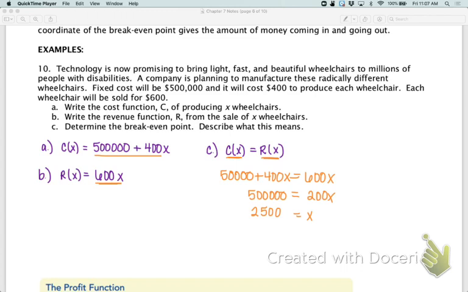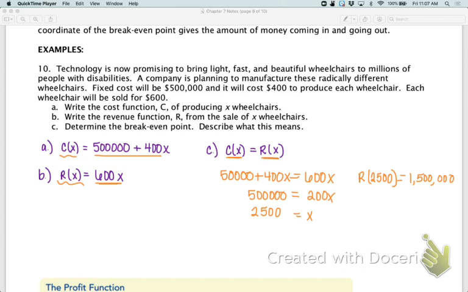Now the y coordinate of the break-even point, we need to plug this back in. Either one of these is going to give us the y coordinate. Since they're equal, it should be the same no matter where I plug it in. So I'm going to plug it into r of x because it's a shorter equation. So I want r of 2,500.